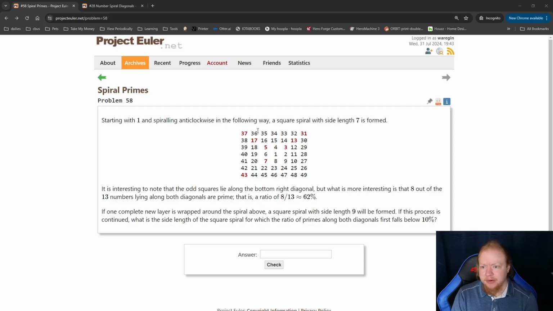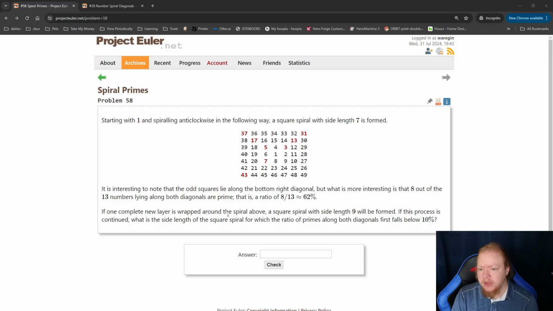Starting with 1 and spiraling anti-clockwise in the following way, a square spiral with side length 7 is formed. It is interesting to note that the odd squares lie along the bottom right diagonal, but what is more interesting is that 8 out of the 13 numbers lying along both diagonals are prime. That is a ratio of 8 over 13, or 62%. Okay, so yeah, 1, 9, 25, 49, so squares of 3, 5, and 7.